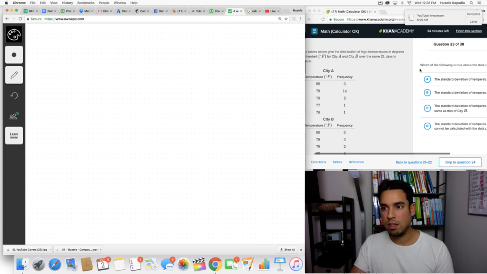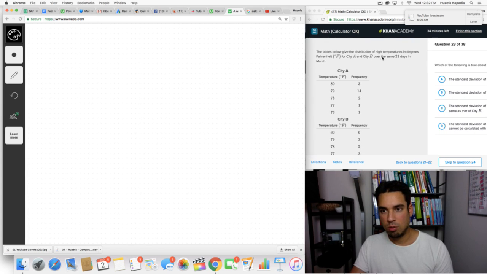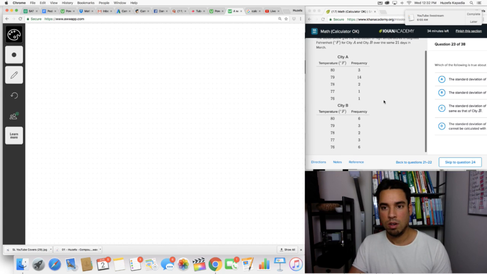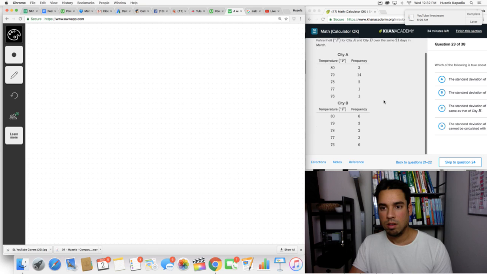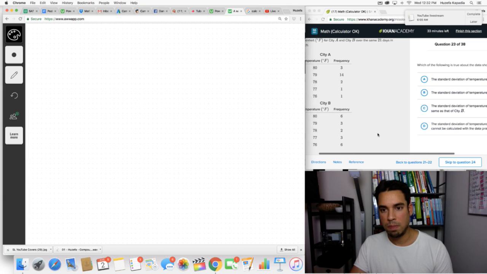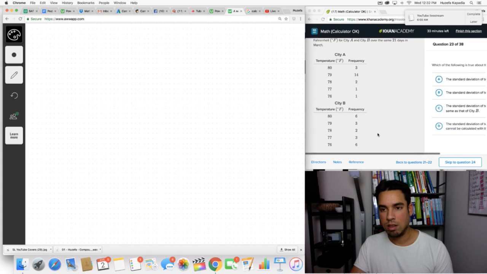Next, it says, which of the following is true about the data shown for these 21 days? Tables will give the distribution of high temperature in degrees Fahrenheit for city A and city B over the same 21 days in March. Okay, so city A and city B. We've got a temperature of 80 for 3 times. So this one looks to be much higher frequency in this area and then lower here. These guys are kind of more spread out. The standard deviation of temperature in city A is larger.